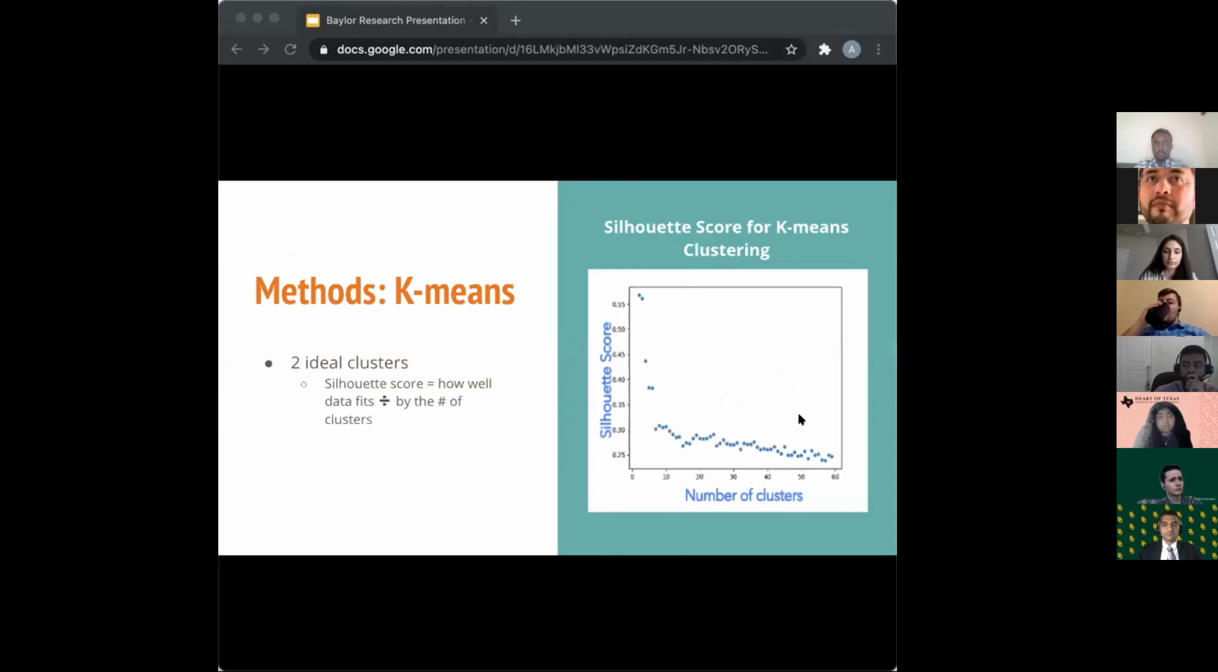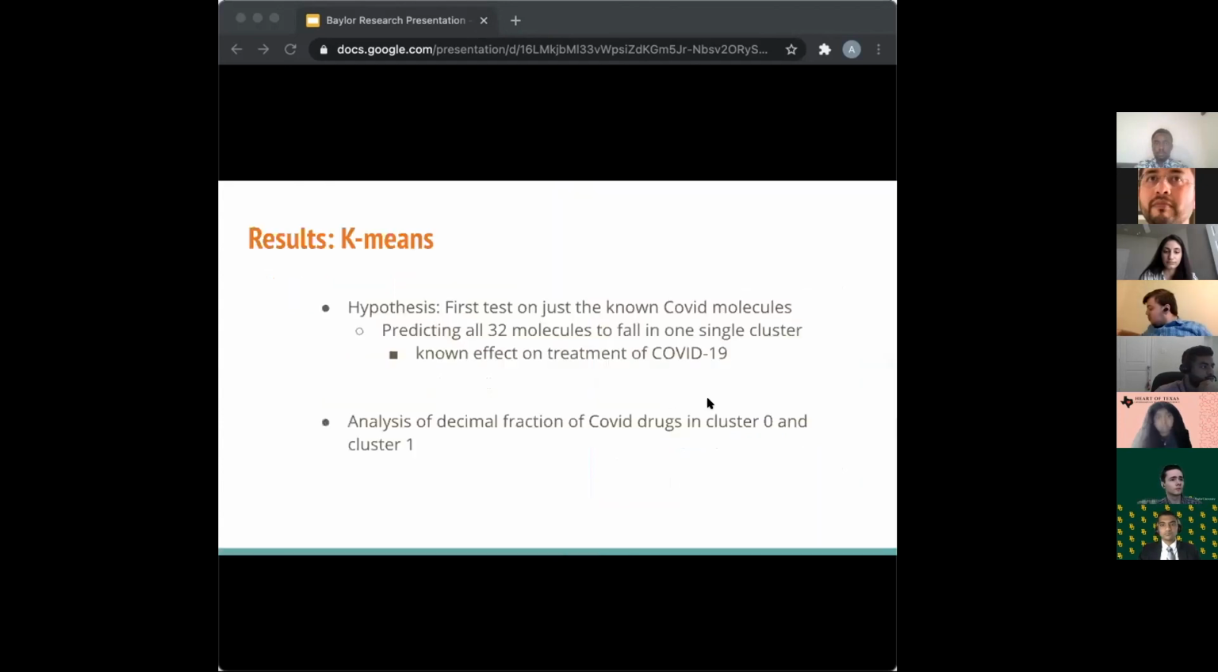After running the algorithm, it was determined that 2 clusters were ideal to use as they had the highest silhouette value. The silhouette score measures how well the data fits divided by the number of clusters, and the higher the silhouette score, the better the data. The algorithm was then run on the 32 control molecules to test if they fell into the same cluster, concluding to have similar known effects on treatment.